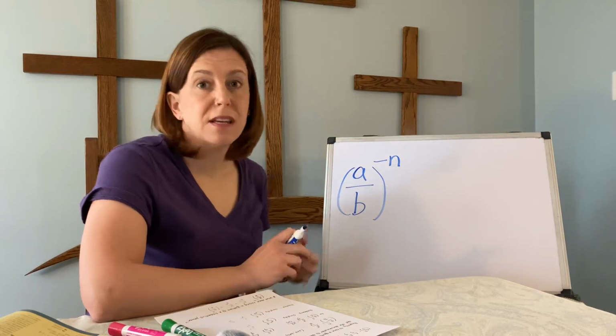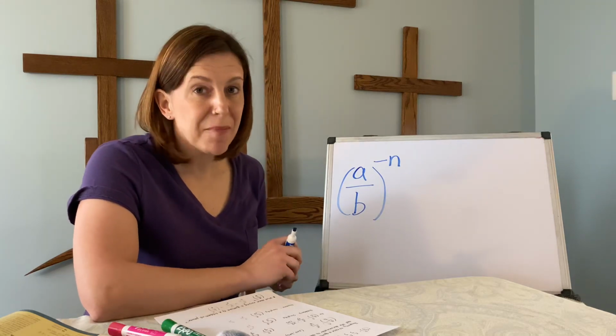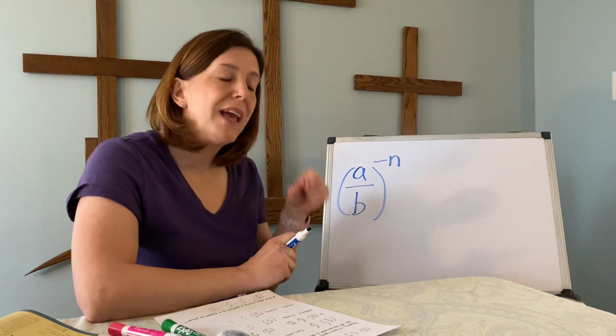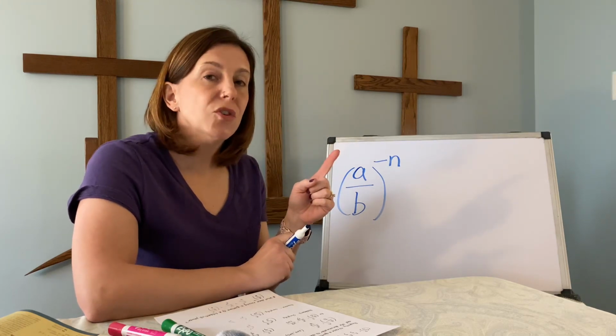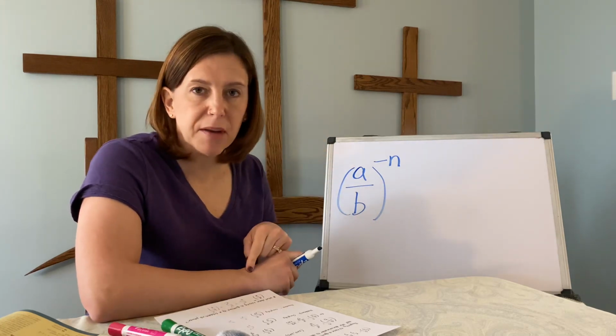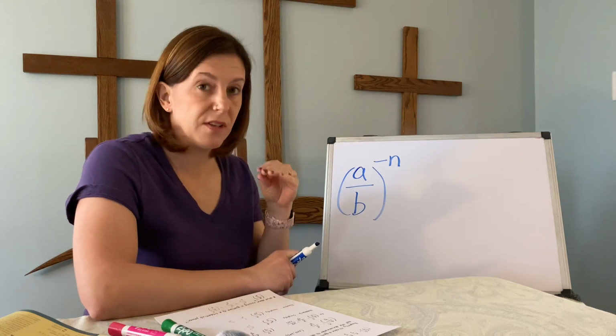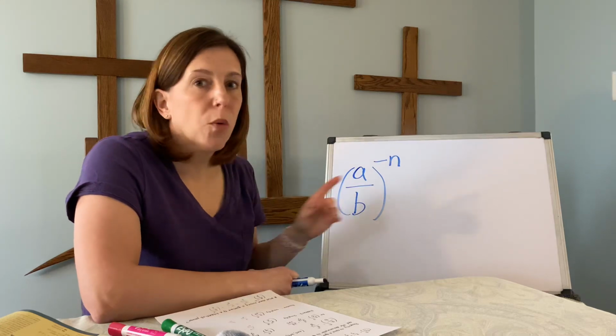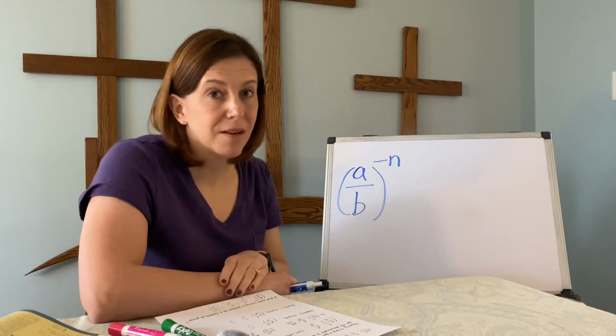Now, we studied negative exponents way back in our first lesson in chapter 7. And so we know that if we have a negative exponent, what we do is we kick it to the denominator and make it positive. If we had one in the denominator, we move it to the numerator and make it positive. We're going to apply that rule a few times here.